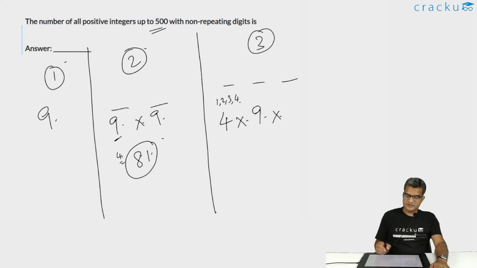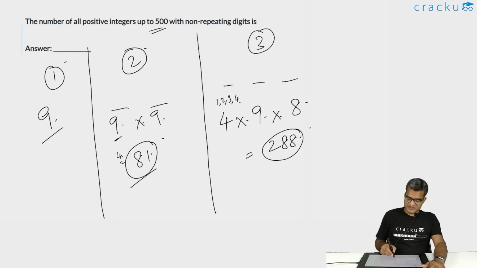Now we have used 2 digits in the first and the second digit. So the third digit can be any one of the remaining 8 numbers. So this is 4 into 9 into 8, which is 288. The total number is 9 plus 81 plus 288, which is equal to 378.